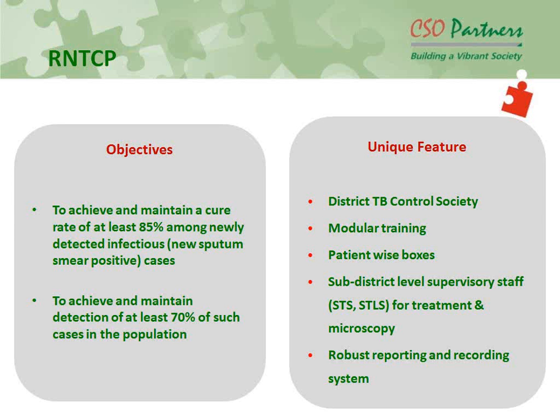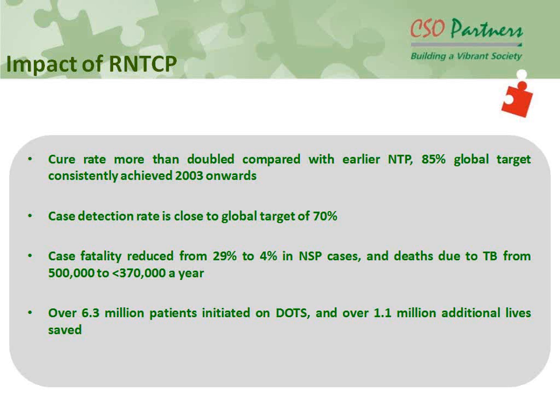The unique feature of this ongoing program is the District TB Control Society. Every district has an autonomous TB Control Society, modular training, patient-wise boxes, and sub-district level supervisory staff, so the outreach effort is quite strong, with a robust reporting and recording system. Those are the government initiatives we have. And if you see the impact till now, in entire Southeast Asia the incidence of TB is reducing. That's good news.